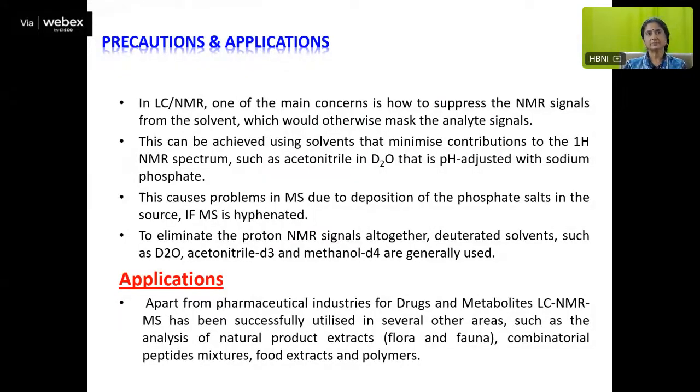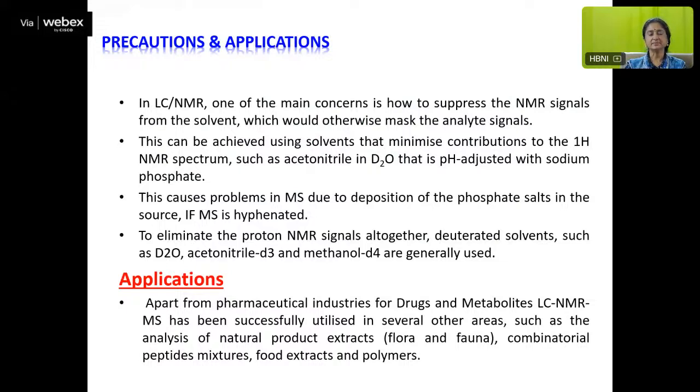Now, what precaution should one take? In LC-NMR, one of the main concerns is how to suppress the NMR signals from the solvent, which would otherwise mask the analyte signal. Because when you are taking your NMR, your sample will be solid, which you dissolve in a required solvent, sometimes a deuterated solvent. But when you are coupling LC with NMR, whatever the mobile phase is will be going along with your sample.